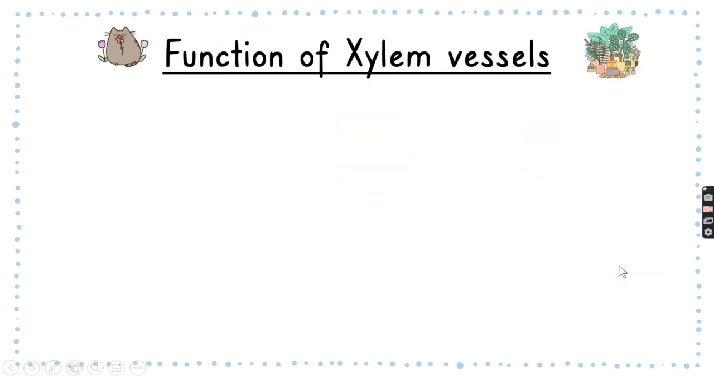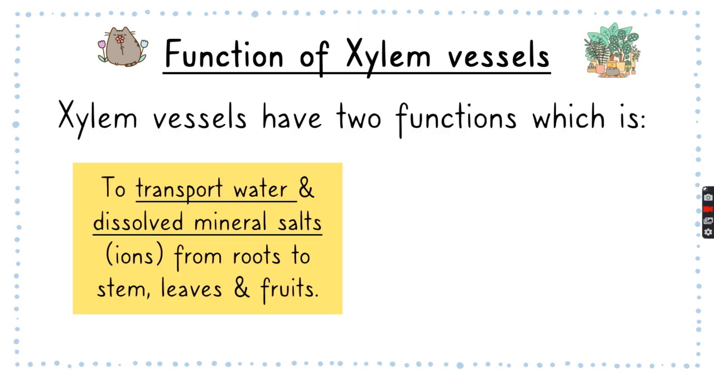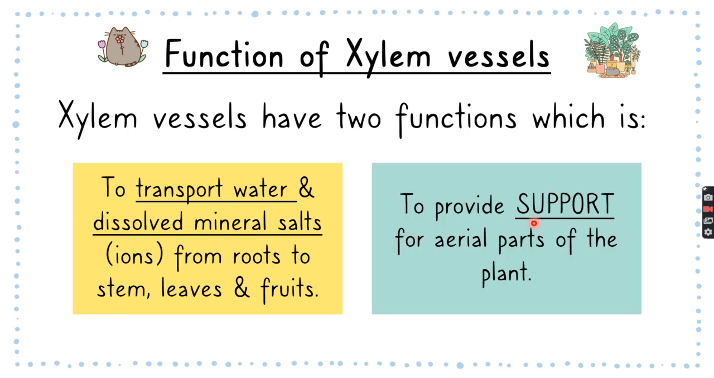So what are the main functions of the xylem vessels? We have covered this a little bit before. Xylem vessels have two main functions. Firstly, to transport water and dissolved mineral salts from the roots, stem, and to leaves to even the fruits. And also to provide support for aerial parts of the plant. Aerial means at the top part of the plant. So it gives strength and support.